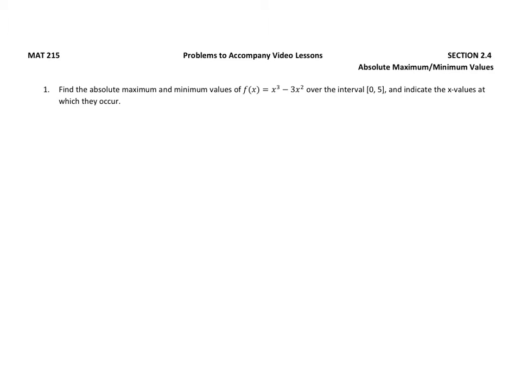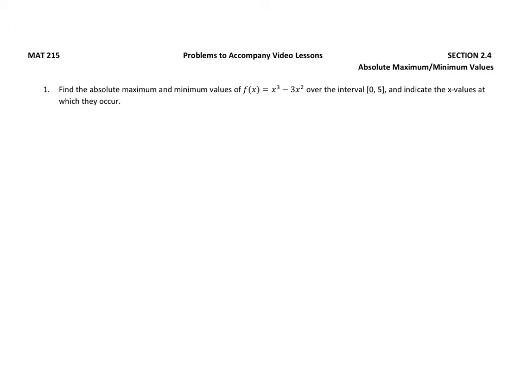In this section, we're going to be finding absolute maximum and minimum values of functions, also called absolute extrema, which means that they are the highest or lowest points over a function's entire domain. And in these examples, we're specifically going to be looking at finding absolute extrema over closed intervals. So for example, in this first problem, we're looking over the closed interval 0 to 5.